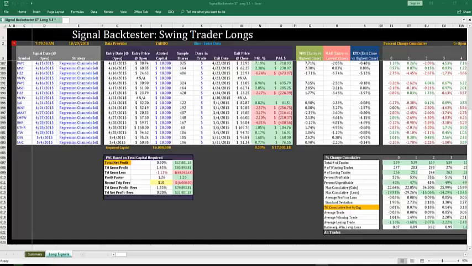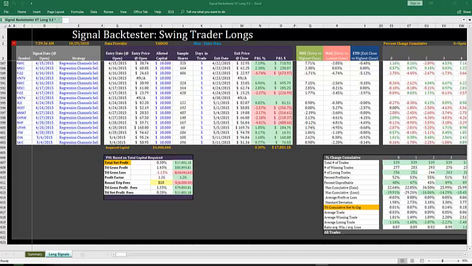The first thing I want to point out is that this is not a data mining backtester. It's not built for reverse engineering. What it does do, though, is once you have your strategy in place and you have a trigger that gives you a buy signal, or if you're shorting a stock, a sell signal, you can backtest it to see what the results are.